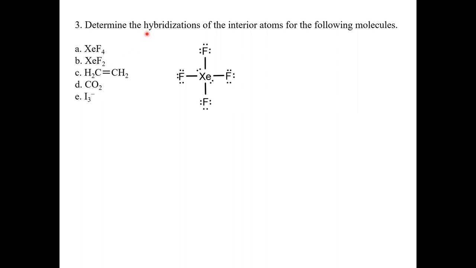So if you need to determine hybridization and you're just given the formula, do yourselves a favor and draw out the Lewis structure. Same thing for letter B. You probably thought that this was linear. Yeah, it is linear, but Xe can have an expanded octet. So hopefully you didn't forget any of the lone pairs. We see that there are 5 electron groups, so the hybridization for Xe is sp3d.